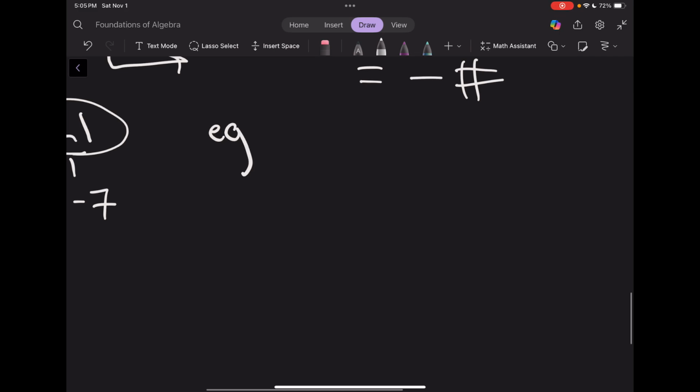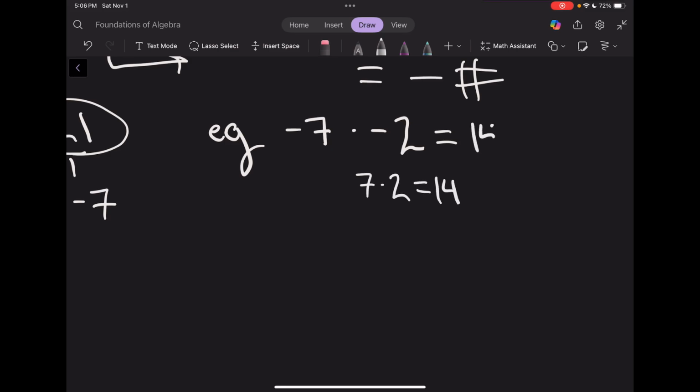All right, let's do negative 7 times negative 2. So a negative times a negative is going to give me a positive. So in this case, I can just do 7 times 2, which is 14. And since a negative times a negative gives me a positive, I'm going to have a positive answer.